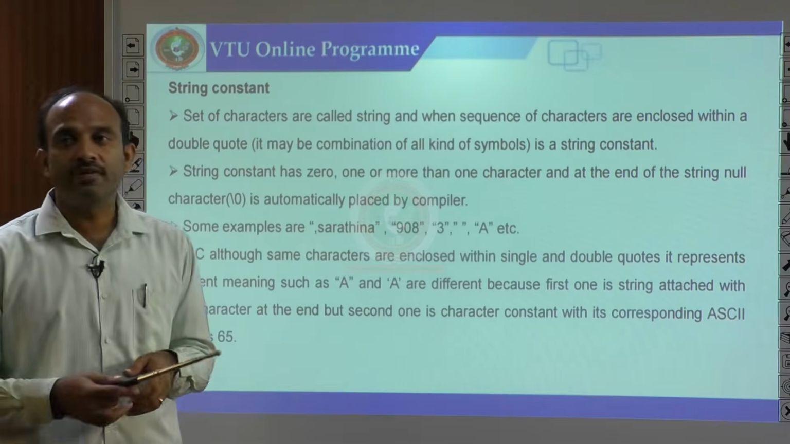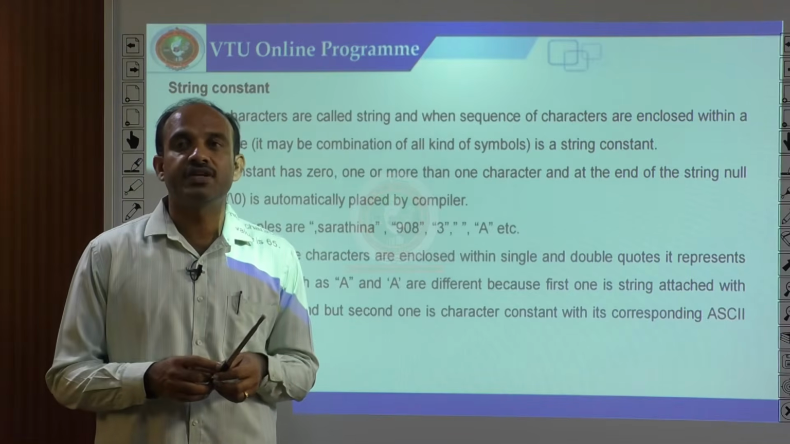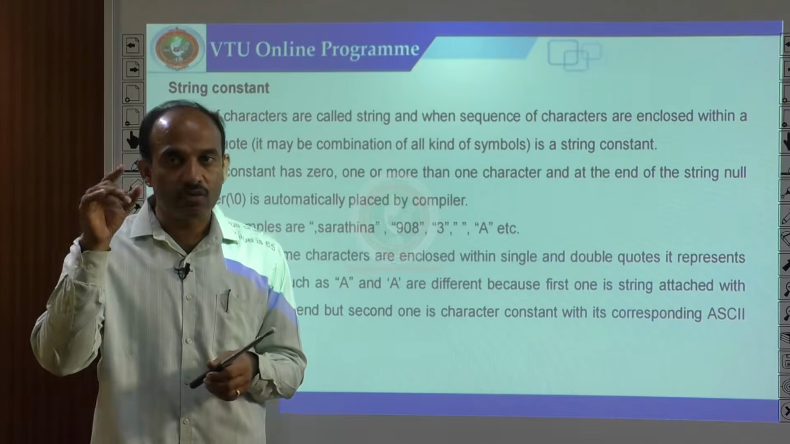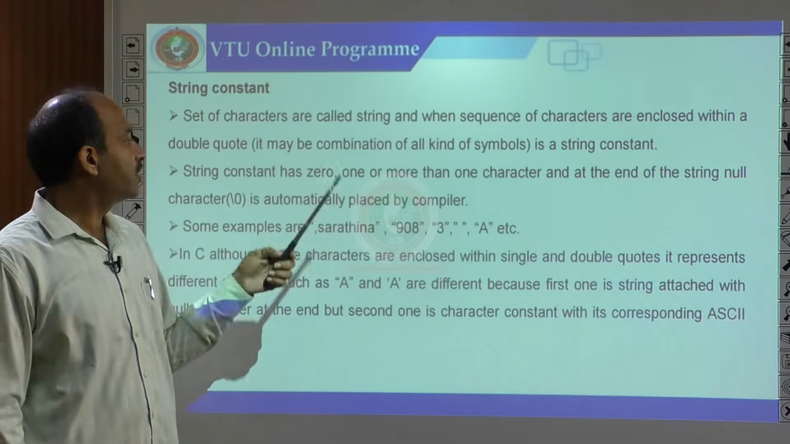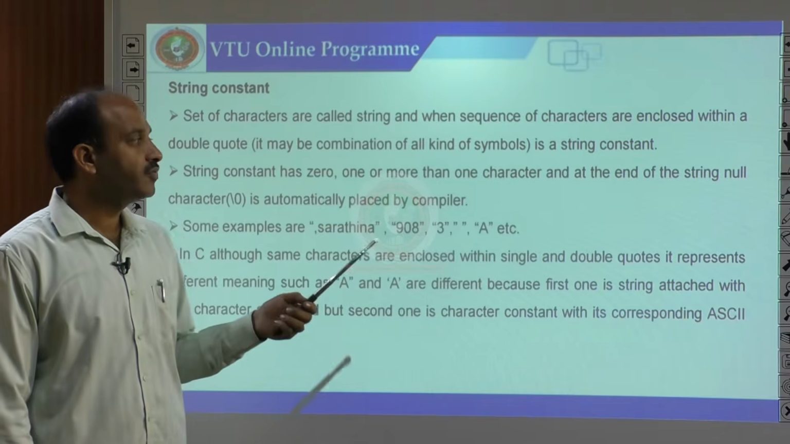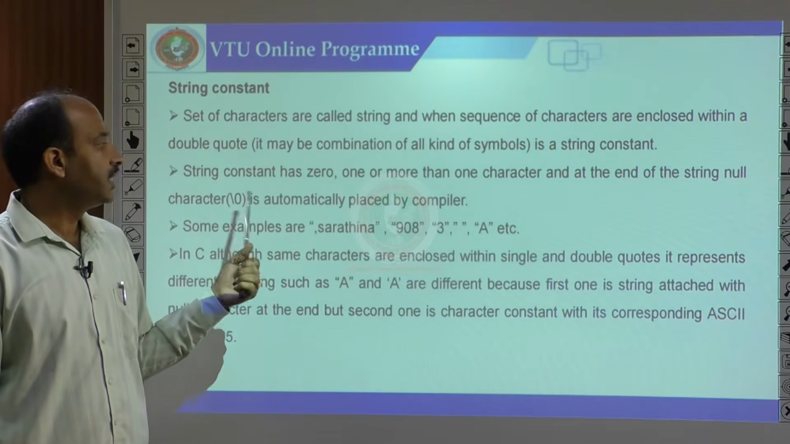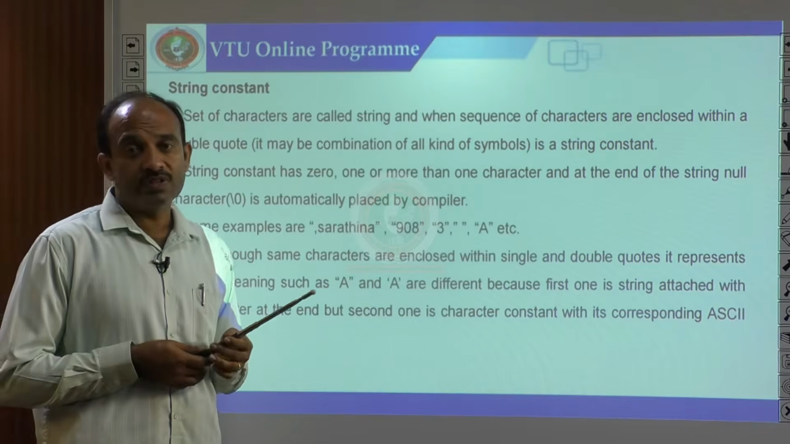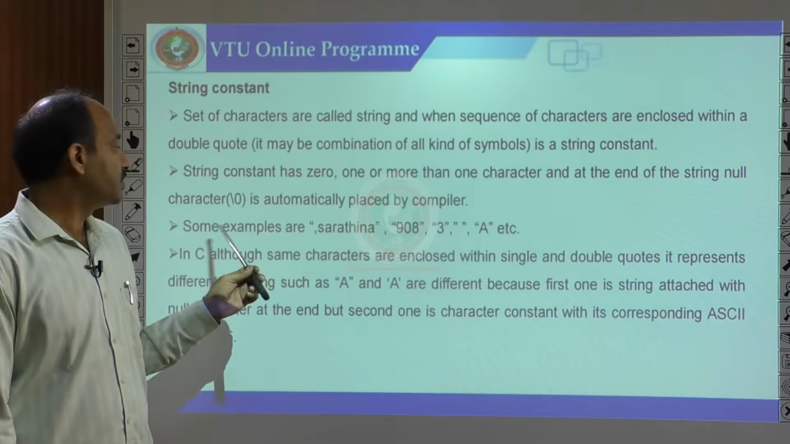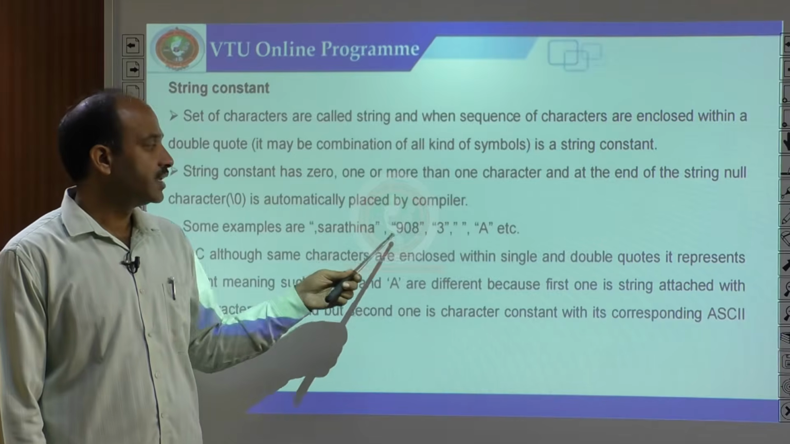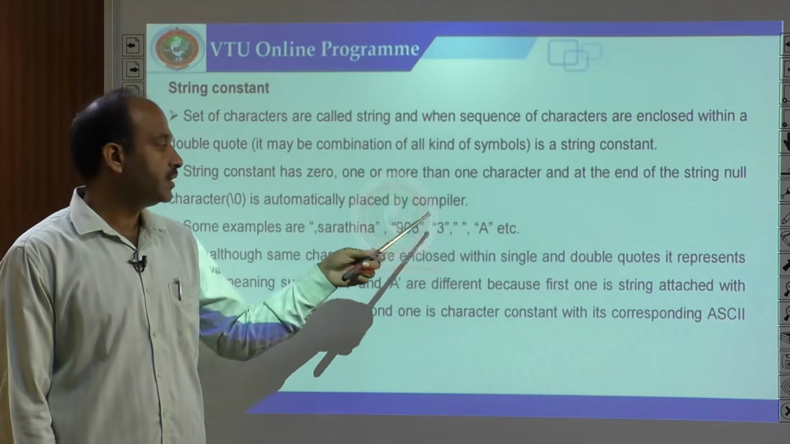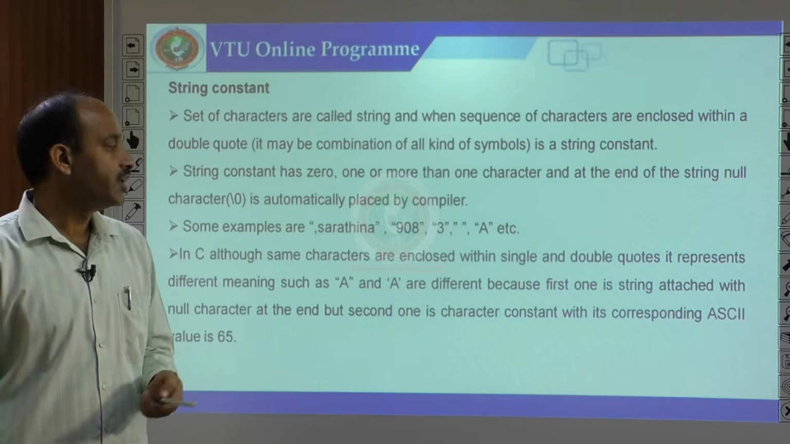Next, string. As we already mentioned, a string is a collection or sequence of characters included between double quotes. A character is in single quotes, while a string is in double quotes. A string constant has zero, one or more characters, and at the end of the string a null character is automatically placed by the compiler, even though you do not specify it explicitly. For example, 908 is also a number, but surrounded by double quotes it is considered a string. These are some typical examples of string constants.